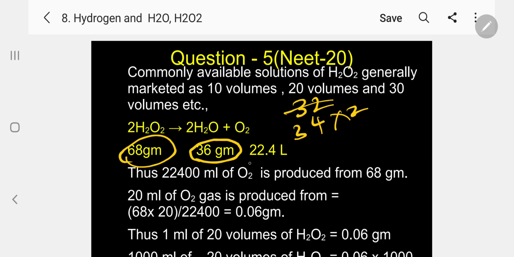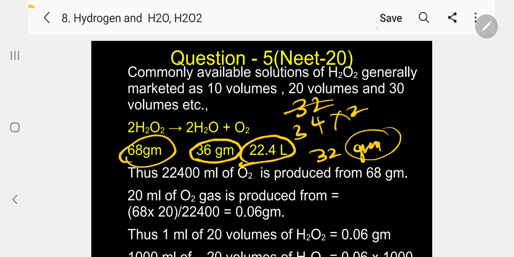Oxygen, we are expressing in terms of liters, 22.4 liters according to the mole concept. Oxygen is a gas, so 1 mole is 22.4 liters, according to Avogadro's law: equal volumes of all gases contain equal numbers of molecules. So when I heat 2 moles, or 68 grams, of hydrogen peroxide, I will get 36 grams of water and 22.4 liters of oxygen, or simply 32 grams of oxygen in terms of grams. But since I am going to speak about the volume of oxygen, I will speak in terms of liters.